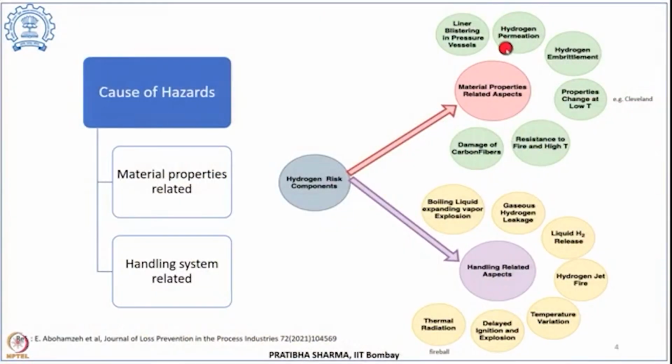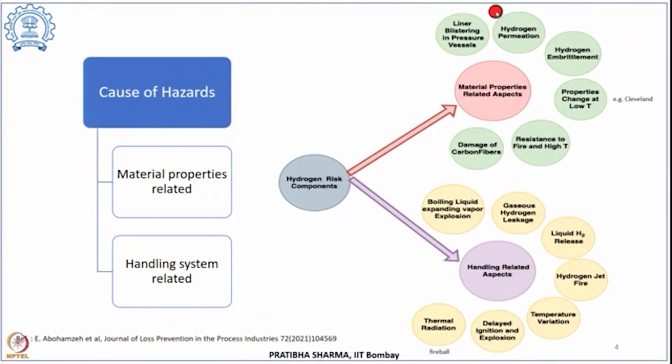Now another material property related hazard could be hydrogen permeation. We know that hydrogen is a very small molecule and it can migrate through permeable materials. Hydrogen permeation is defined as the flux of hydrogen, or the rate of hydrogen migrating into the permeable material, in such a way that it can later cause hydrogen embrittlement.